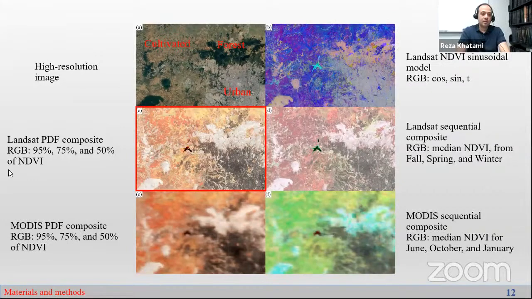Another example is the Landsat PDF composite. Here, the visualization is based on the 95th, 75th, and 50th percentiles of NDVI values. Again, the target classes are very separable. For example, urban areas appear as black because NDVI for the urban class is low. And the forest class appears very bright because it has high NDVI for most of the year.